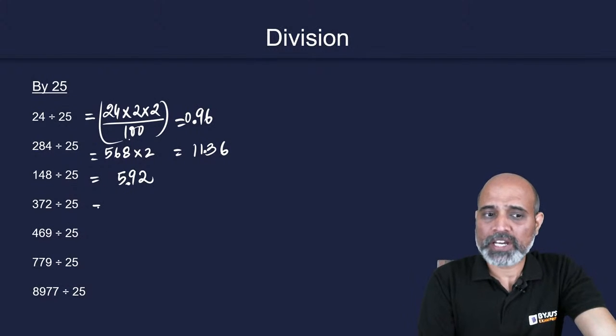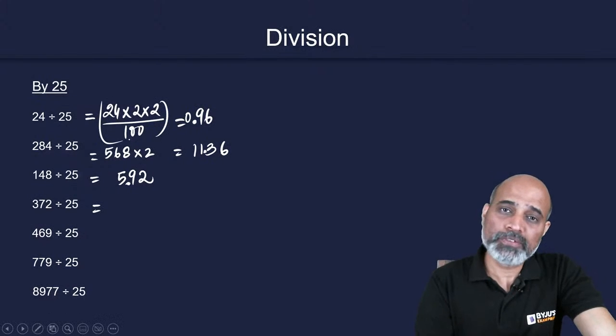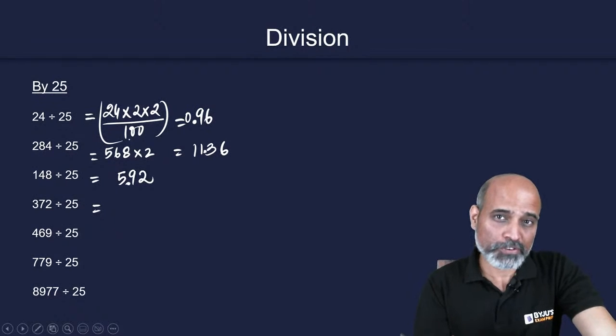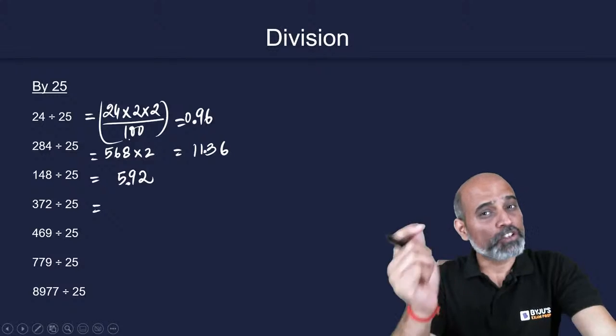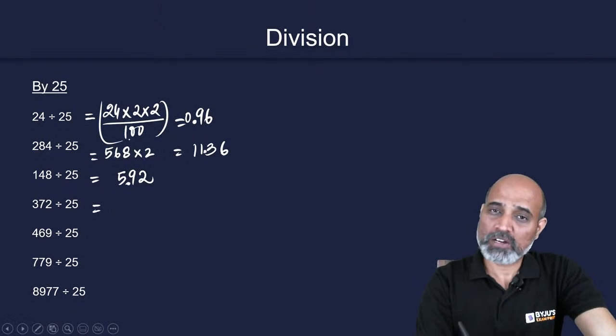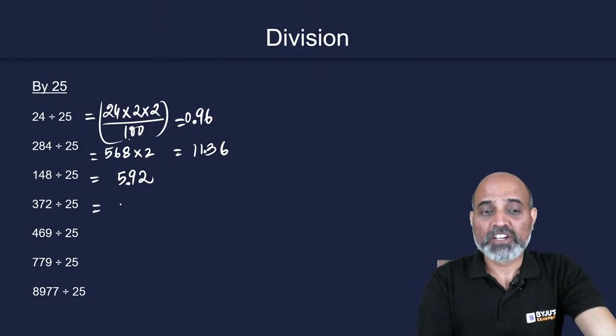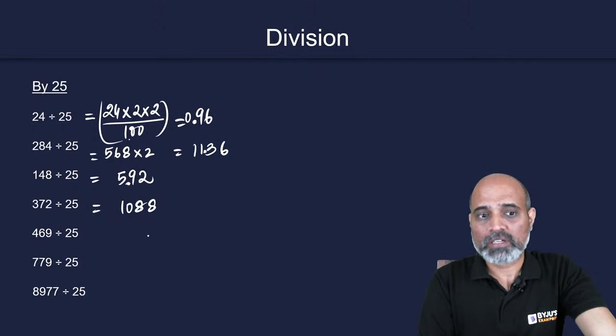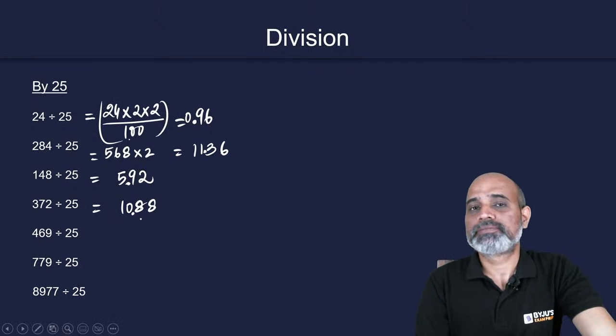372 divided by 25. So double of 372 is going to give me 744. Double of 744. 700 ka double, 44 ka double. 700 double is 1400, 44 double is 88. So 1488 you write down and then put a decimal point.